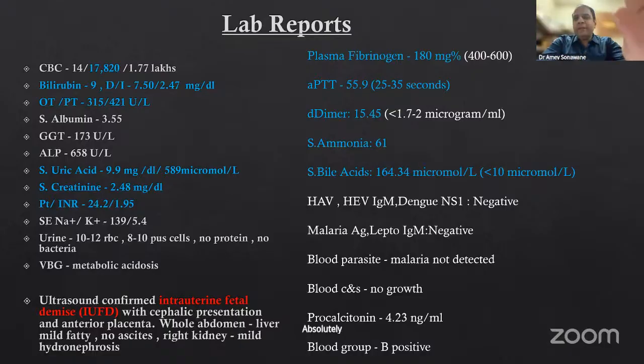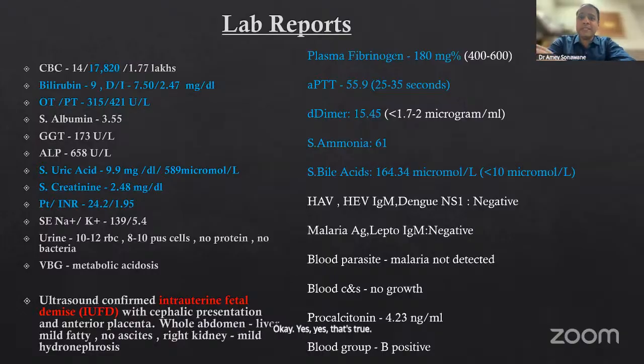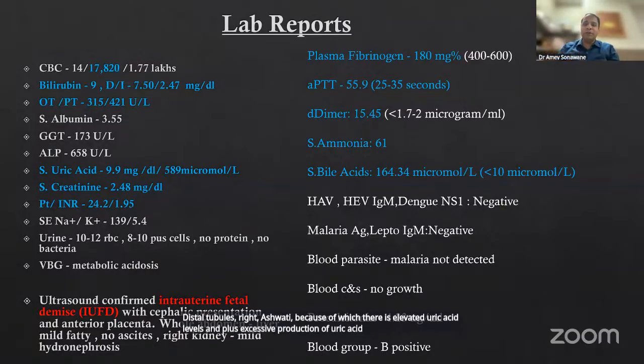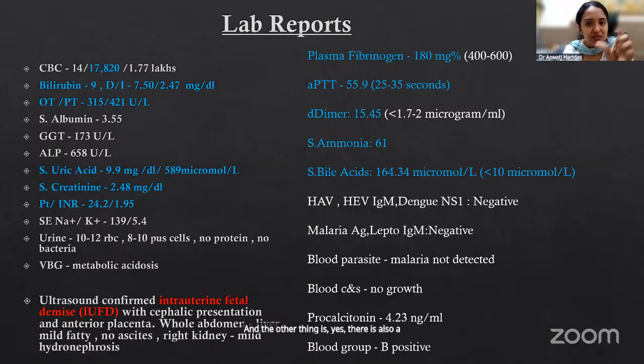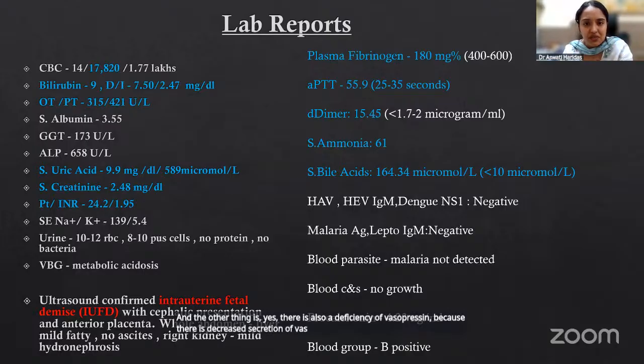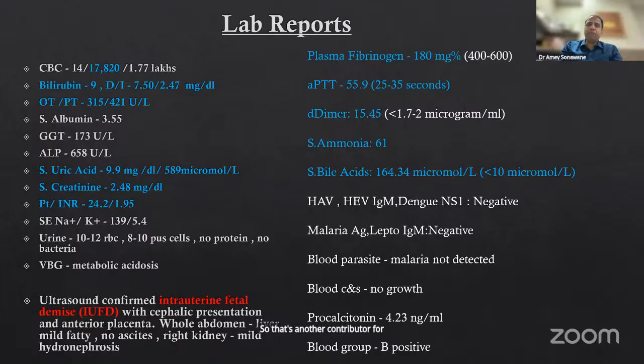Absolutely. And we also have a slightly elevated uric acid, and probably it's the lactates that compete with urate excretion in the distal tubules, right, Ashwati? Yes, that's true, there are elevated uric acid levels, plus excessive production of uric acid because of the liver metabolism also, in the sense that liver necrosis also. Another thing is, yes, there is also a deficiency of vasopressin because there is decreased secretion of vasopressinase by the liver. So there is decreased vasopressin, and these patients have polyuria and they're typically volume depleted by the time they present. So IV fluids are also an issue, another contributor for the raised uric acid levels.